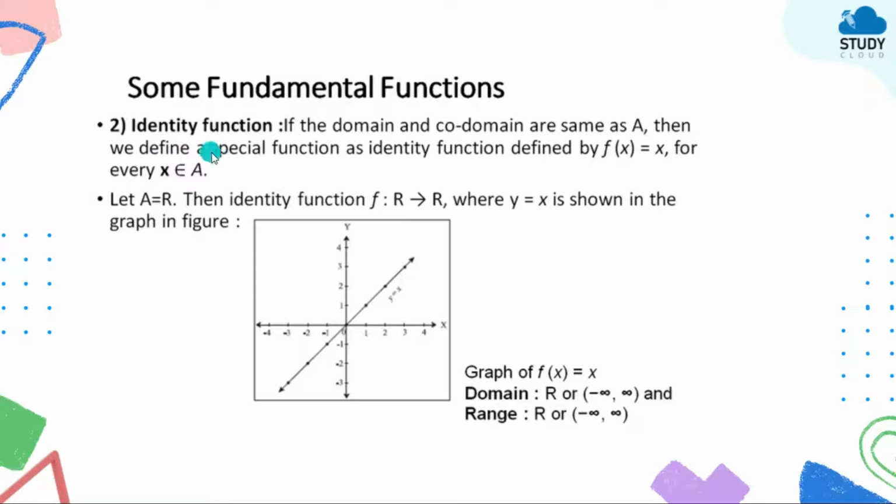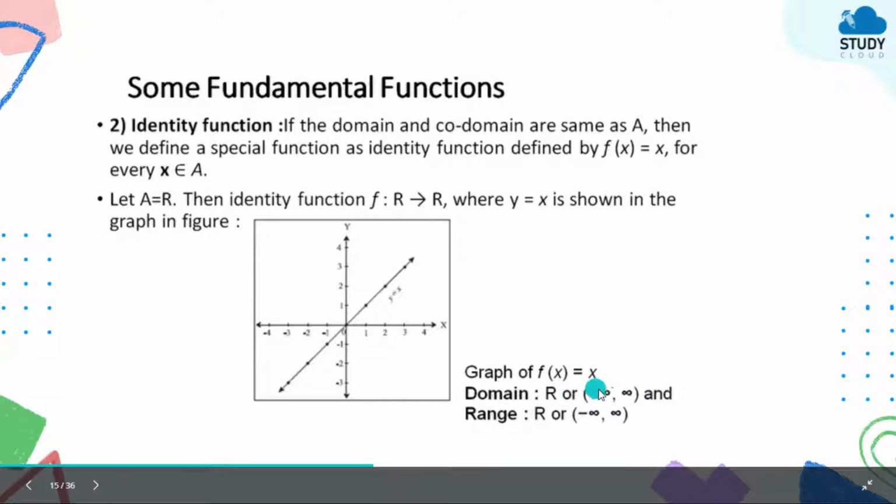Next is the identity function. Identity means identical or like. If the domain and codomain are same as A, then we define a special function as the identity function, defined by f(x) = x for every x belongs to A. Let us assume that A is equal to R. Then identity function f: R to R, where y is equal to x, is shown in the graph in this figure.